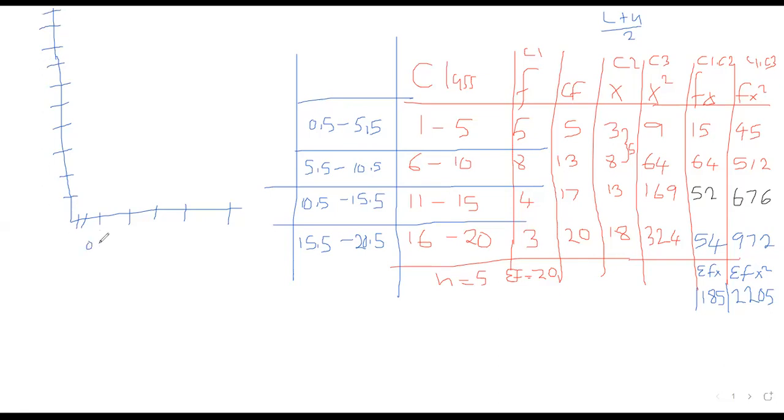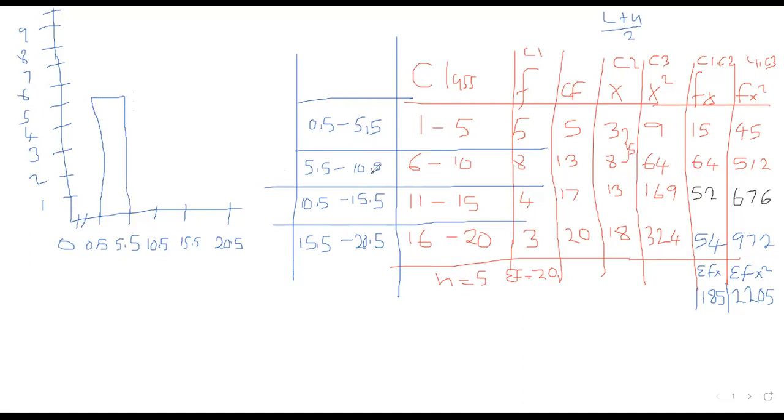So here we have 0.5 and 5.5 and 10.5, then 15.5, then 20.5. Starting from 0, here we have 1, 2, 3, 4, 5, 6, 7, 8, and 9. We pick the highest number, make sure it's covered here. So our first class is from 0.5 to 5.5. The height, or the frequency, is what? 5. So this one will go up to 5 here.